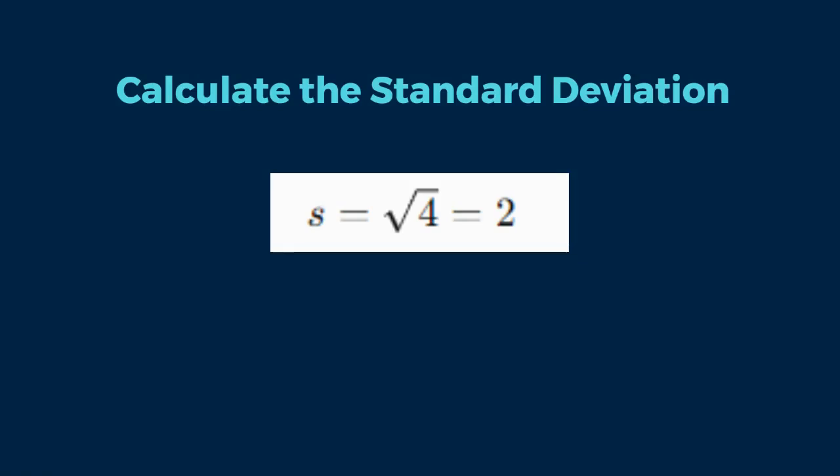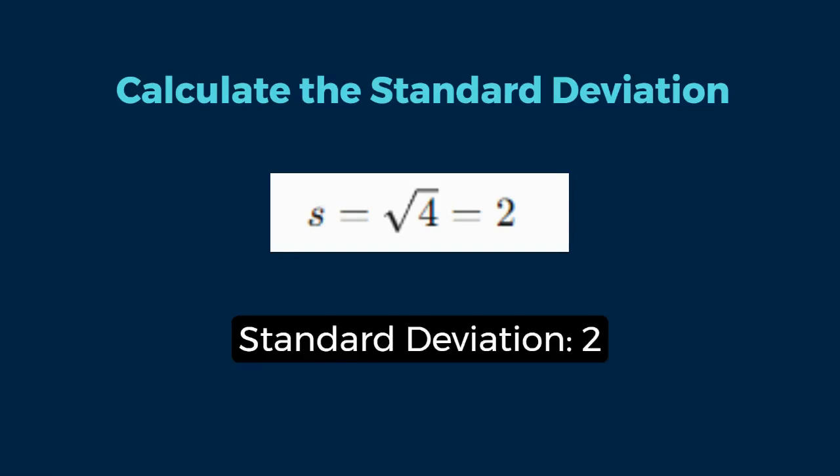The standard deviation of 2 indicates that, on average, the data points are 2 units away from the mean. This helps us understand the spread of the data and its variability. In summary, standard deviation provides a measure of how spread out the data points are from the mean. By taking the square root of the variance, we determine the standard deviation to be 2. This measure helps us better understand the distribution of our data.